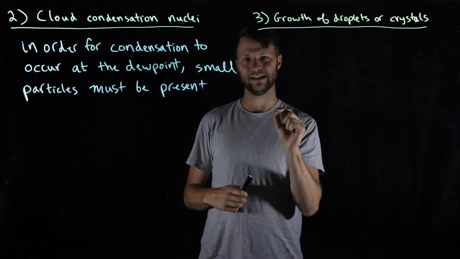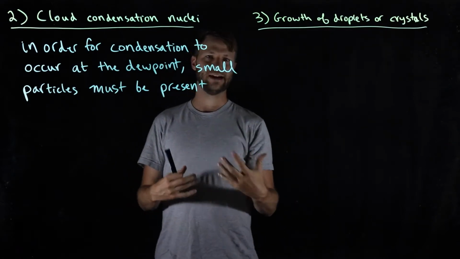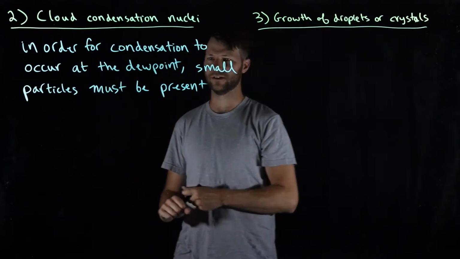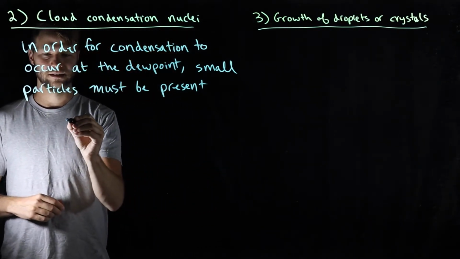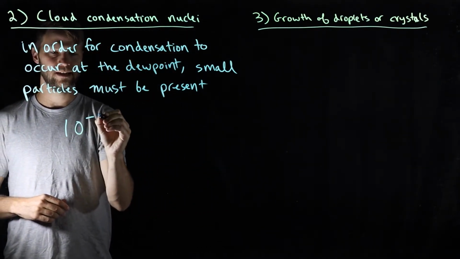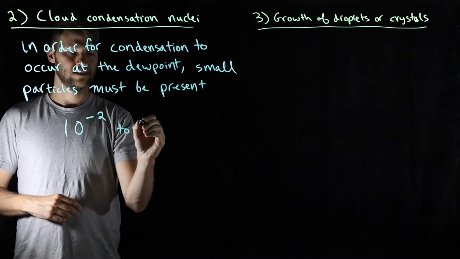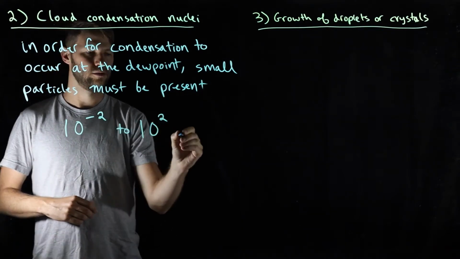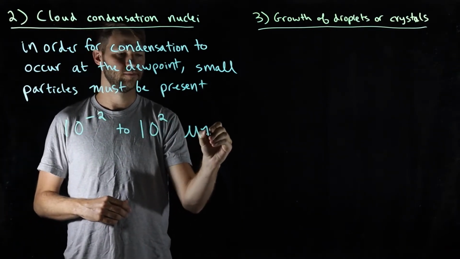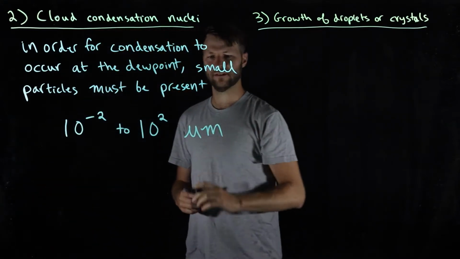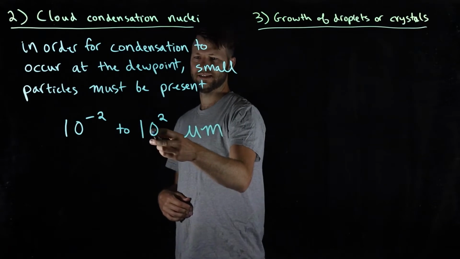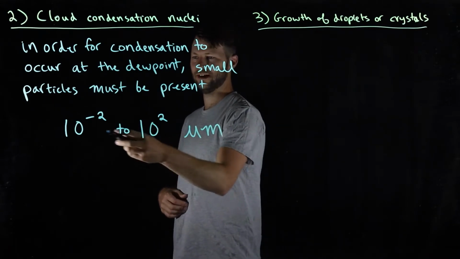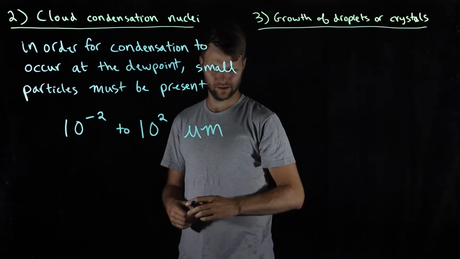So they're these tiny, tiny little particles that have to be present in the air in order for the water droplets to grow. How tiny are we talking? We're talking 10 to the negative 2 to 10 to the 2 microns. And remember, a micron is 1/1,000,000th of a meter. This is 10 raised to the 2, 100 microns to 0.01 microns.